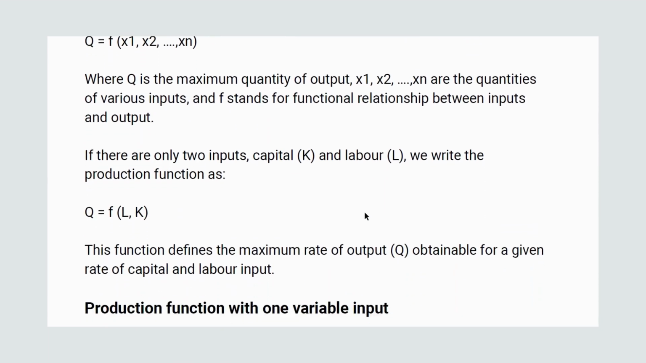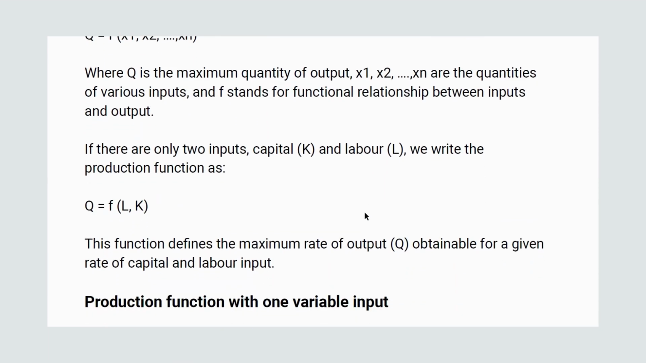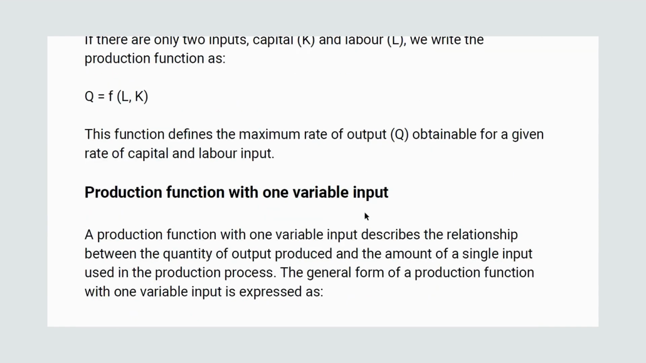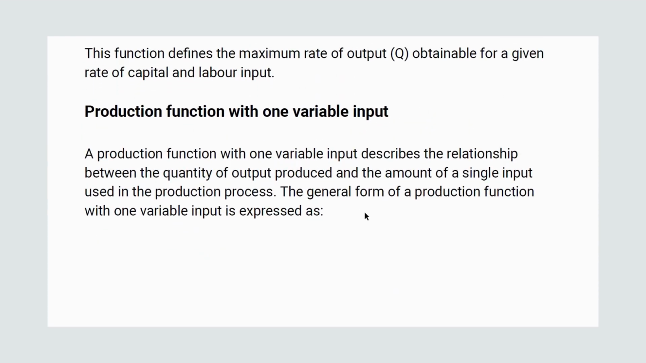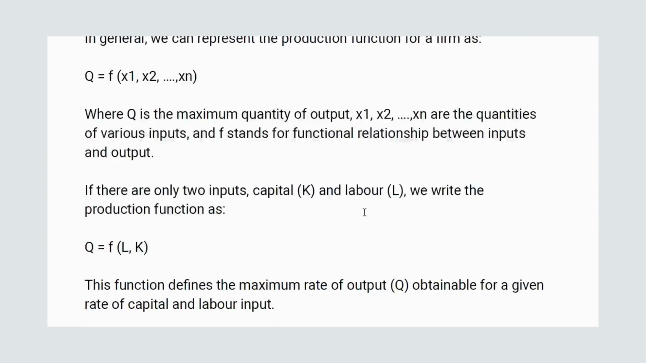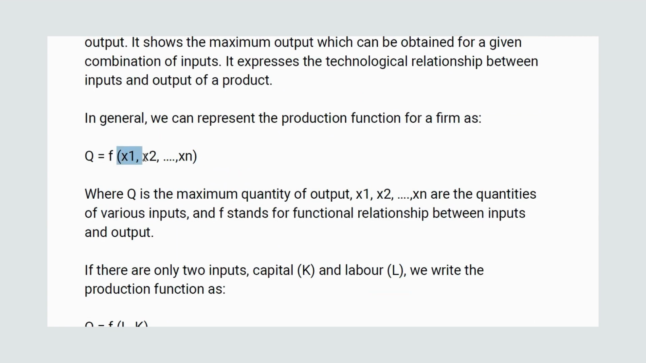So if we take any two inputs like capital and labor, how can we write the relationship between them? Yes, we can say that Q equals f(L, K), right? This function defines the maximum rate of output obtained for the given capital and labor inputs. So let's see the production function with one variable input. From the title itself, we can understand it is related to one variable input, right? It describes the relationship between the quantity of output produced and the amount of a single input used in the production process. Here we have seen various inputs like x1, x2 and so on.